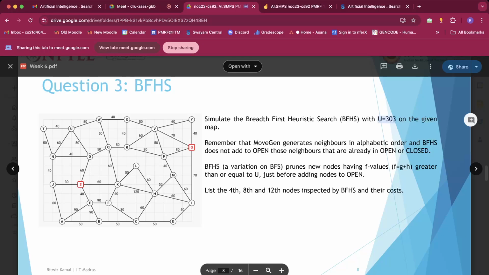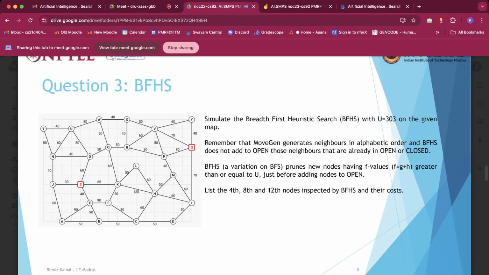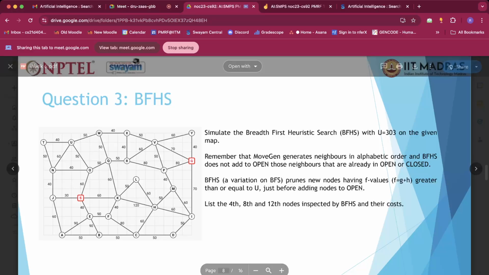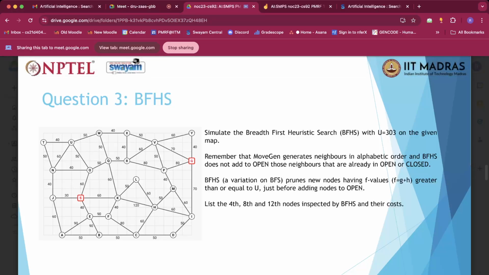So u is an upper bound, and let's say this upper bound has been given to us by some oracle or some magician or wizard. There are ways in practical situations by which you can find an estimate of this upper bound, but for this question, assume that the upper bound is 303.